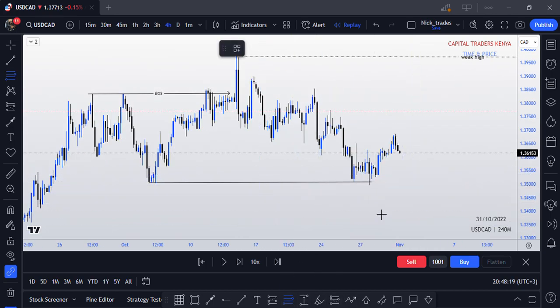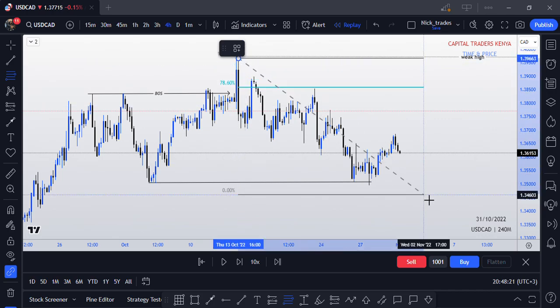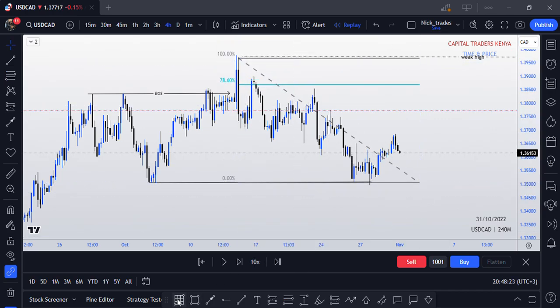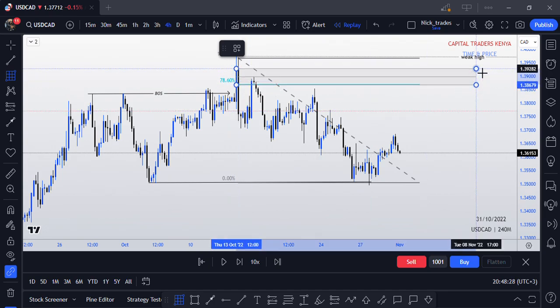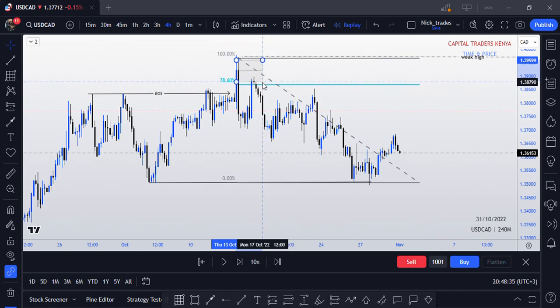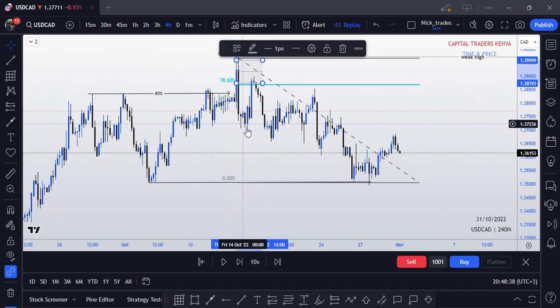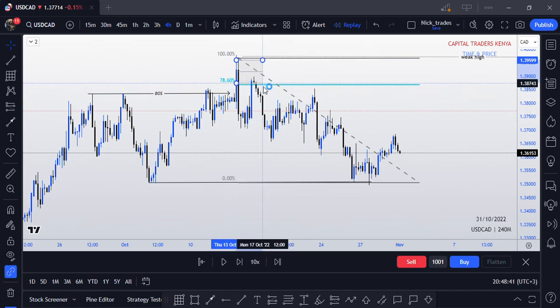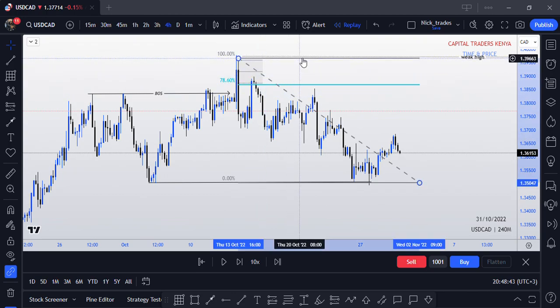From the highs to the lows, we'll be looking to engage from the areas of premium. So from 78 to 100, these are the areas. Now, we have already seen that prices have traded into this zone. Look at that. There was this expansion downside, and prices came back to the zone, which is an area of supply, and that area has already been mitigated.